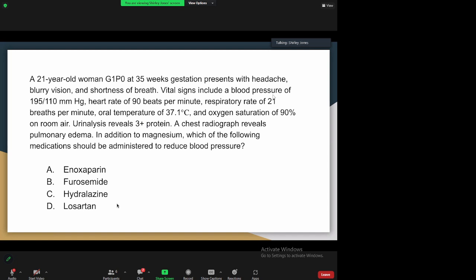Yep. And do you remember the dose of hydralazine? Hydralazine, I remember we give 10 milligrams and then follow with an infusion. Yeah. However, in our department, we don't have hydralazine. We just use nicardipine to control blood pressure.